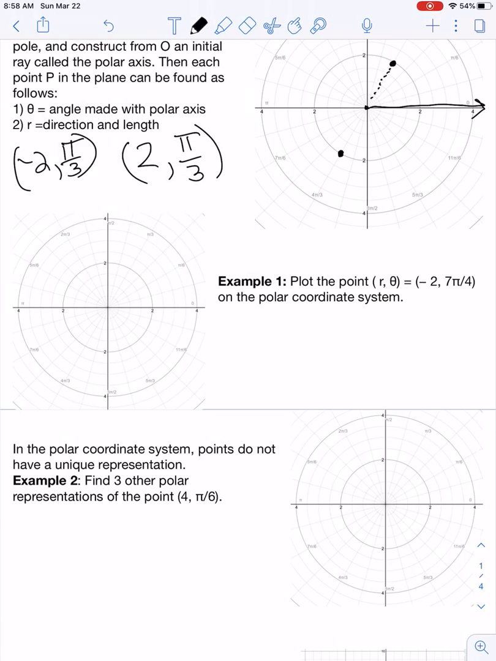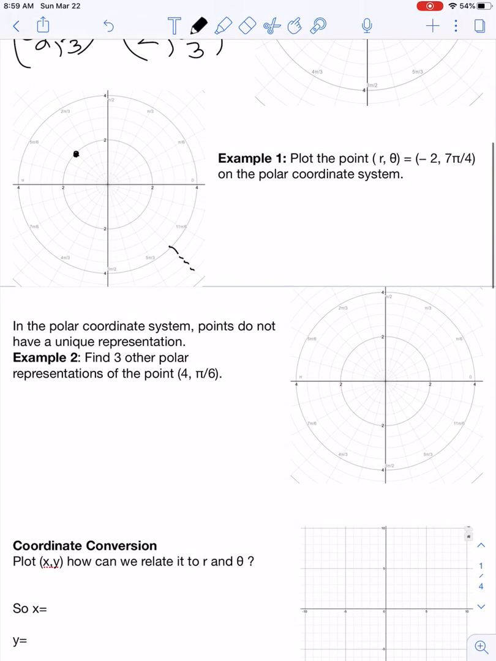All right, so here's your turn. Plot the point negative 2, 7 pi over 4. And now I'll do it. So it's 7 pi over 4, which will be here. And then negative 2, so I'll go backwards. So it's actually here in the second quadrant.